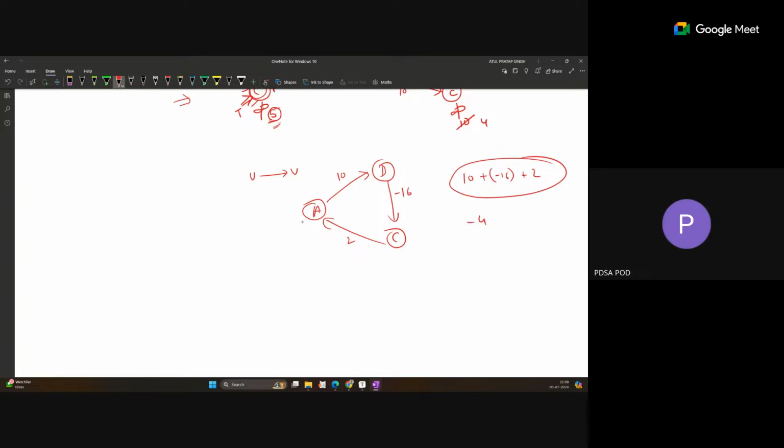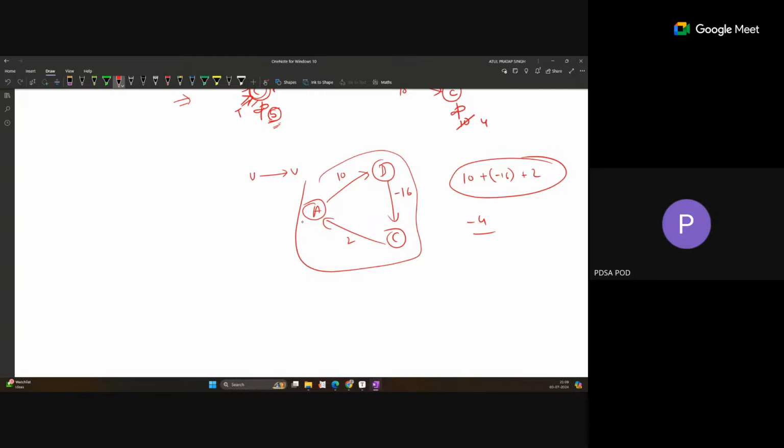Okay, so here you are getting -4. So this is called a negative weight cycle. If the overall sum is negative, this is called a negative weight cycle. In this case, the Dijkstra algorithm will not work. And for this type of situation, actually no algorithm works, because here what will happen? This cycle will run infinitely.